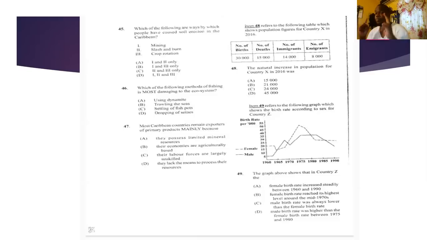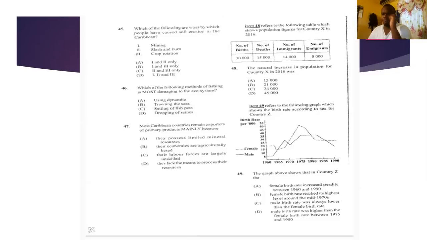They're not asking for the population increase. Natural increase would involve births and deaths only. Population increase would involve births, deaths, immigrants, and emigrants. Note the difference. So the natural increase is number of births, 30,000, minus number of deaths, 15,000. The balance remaining, if it's positive, would be a natural increase, and that is 15,000. So the answer for 48 is A, 15,000.